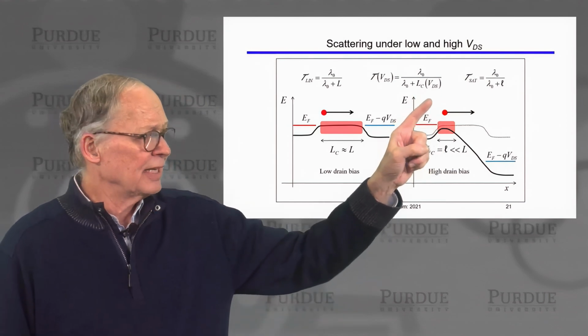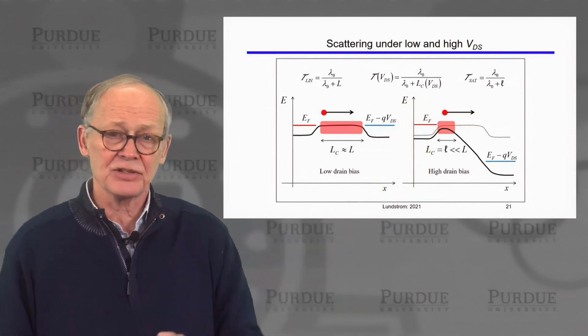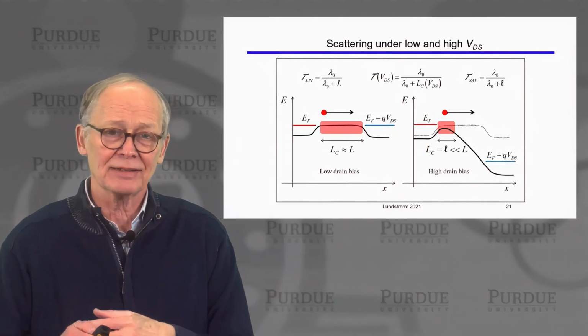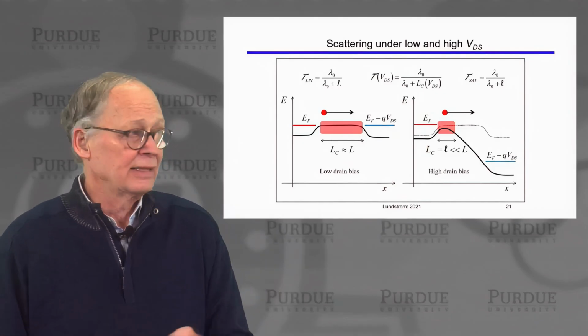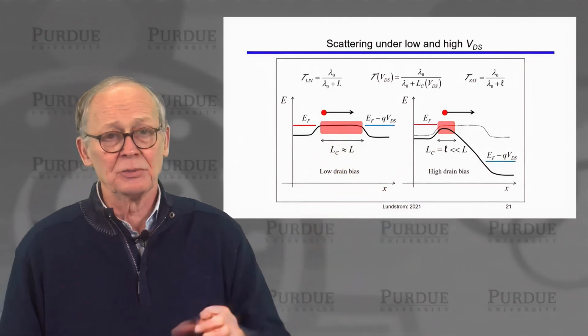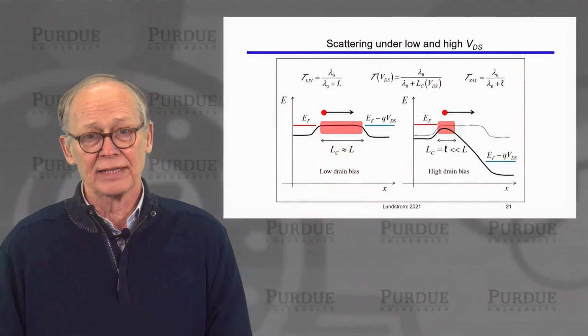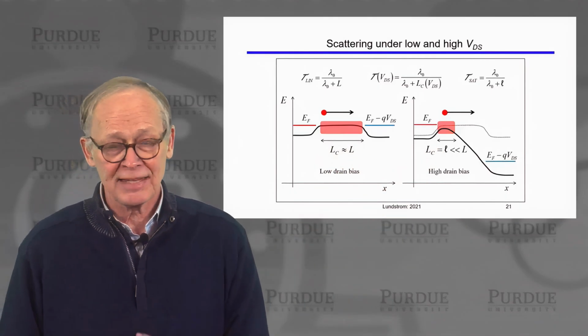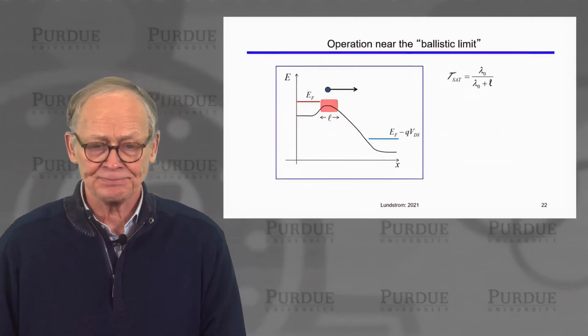So the region, the critical length of the channel over which the scattering determines the drain current, is the entire channel length under low VDS, but is only some small fraction of the channel length under high VDS. That's why the transmission is higher.